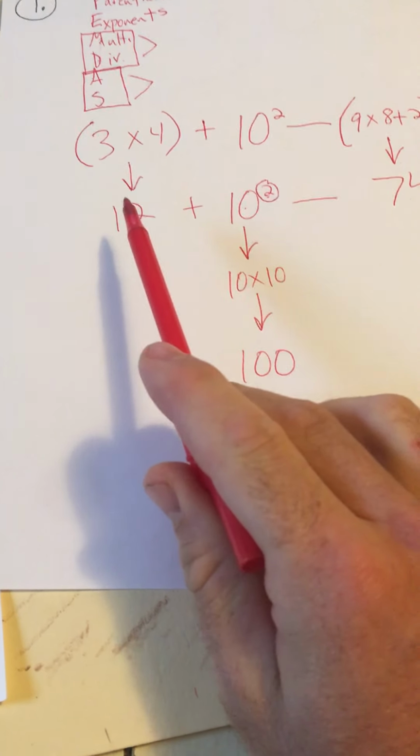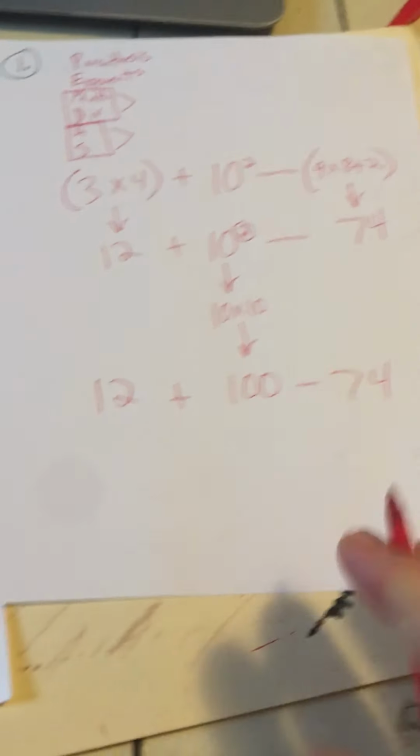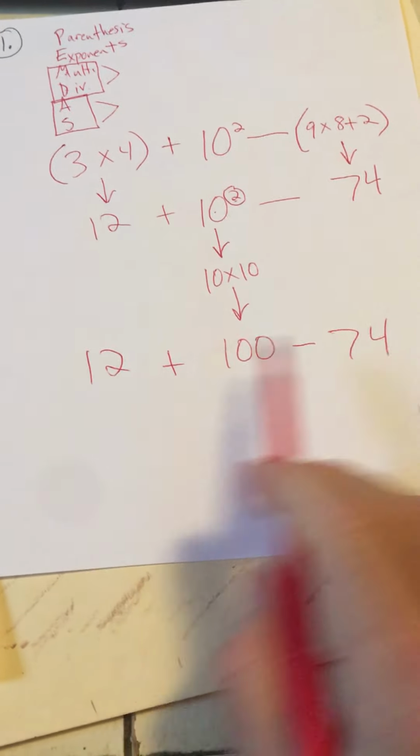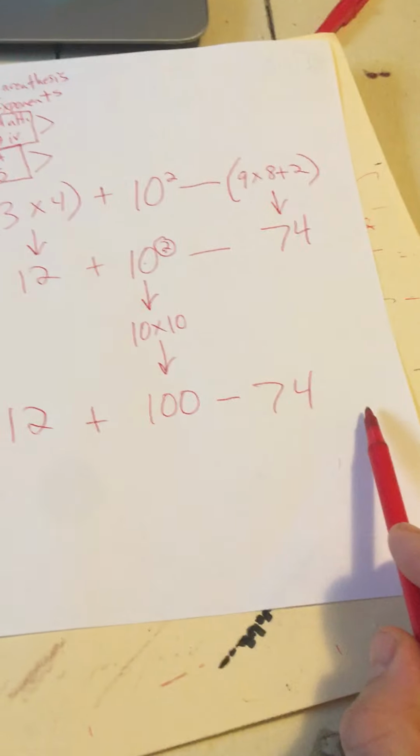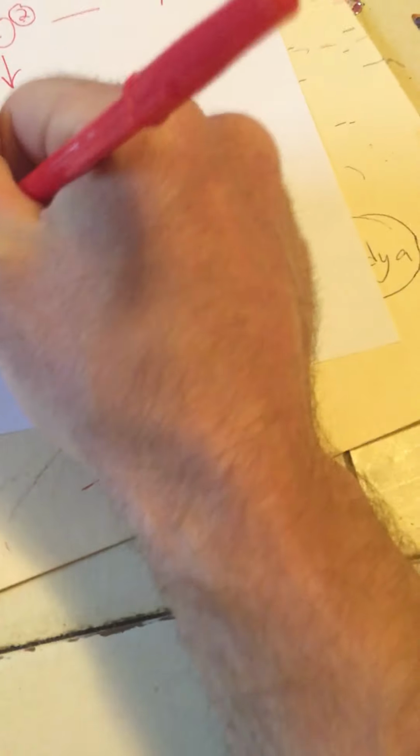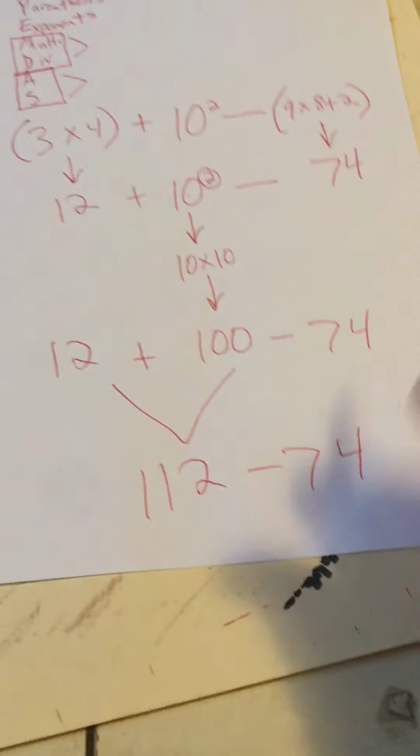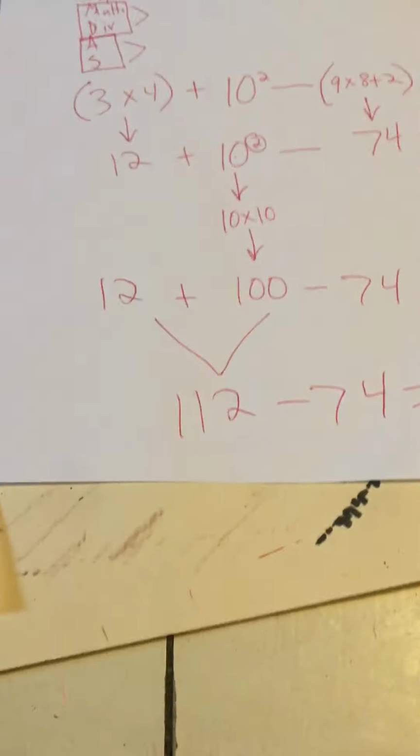So we have 12. I'm just going to rewrite the rest of it. 12 plus 100 minus 74. So we have 12 plus 100 minus 74. Now we have an addition and subtraction. We're just going to work from left to right. 12 plus 100 is 112 minus 74.